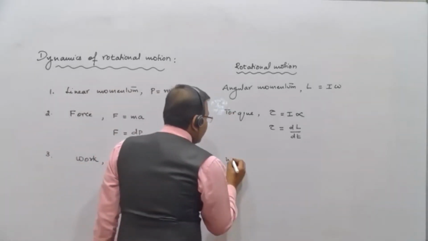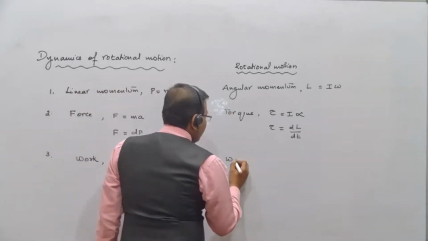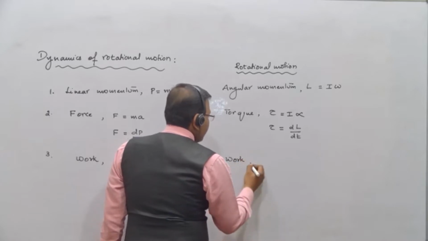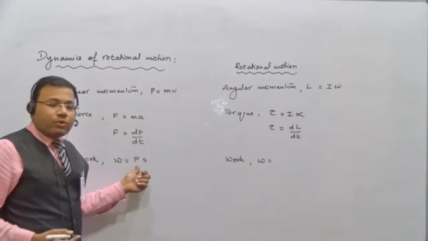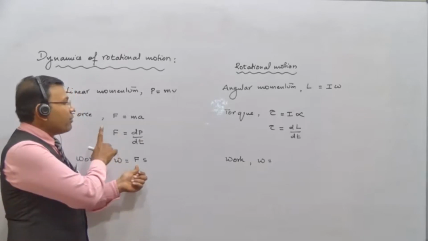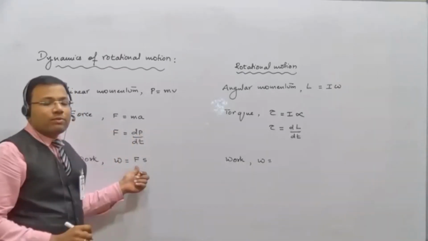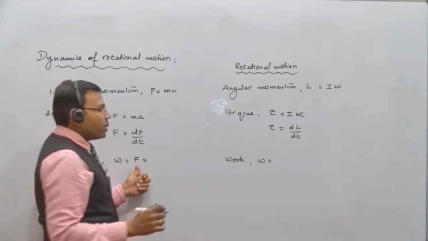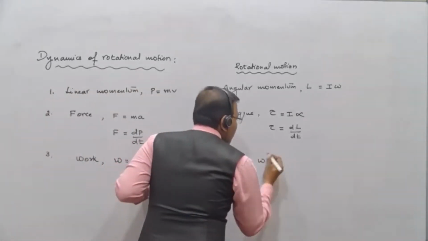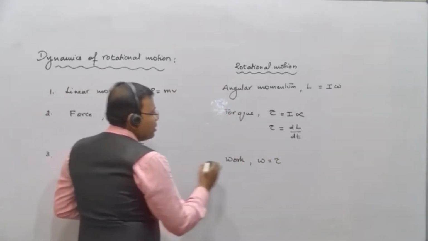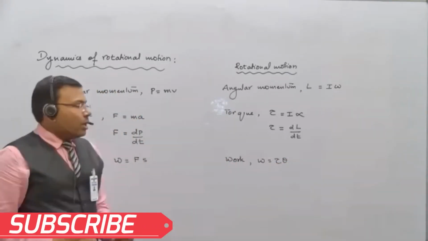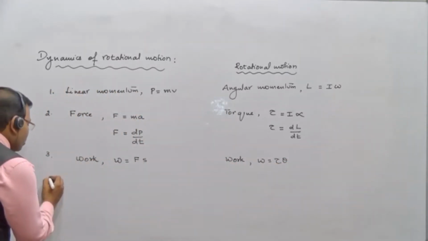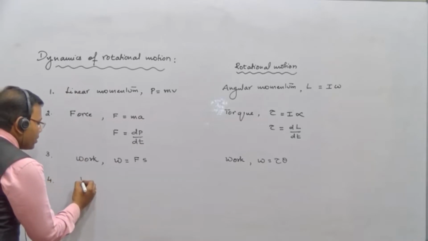Let us see. So for work, we write W, and W is equal to force times displacement. In place of force, here we speak about the term torque, so I will write torque, and in place of linear displacement we write angular displacement. Now students, let us move to the fourth one, that is kinetic energy.